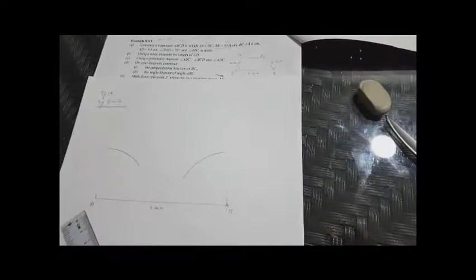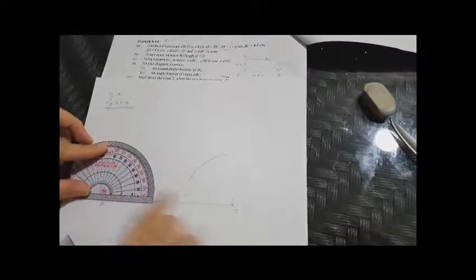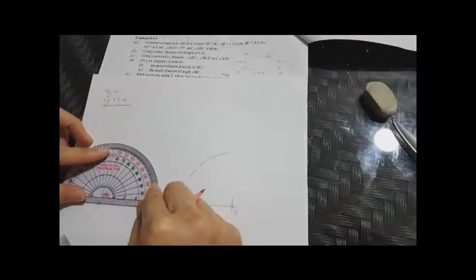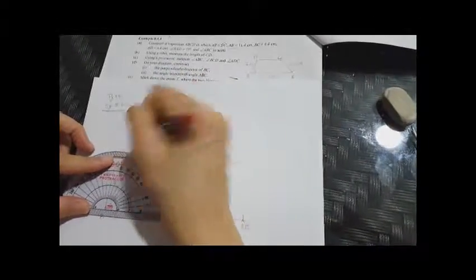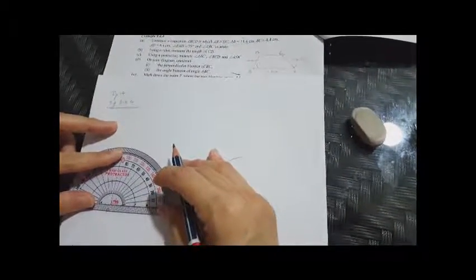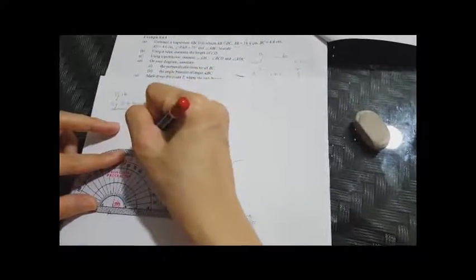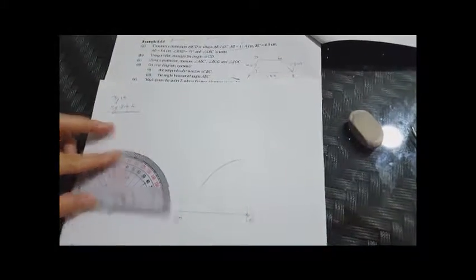Next, we measure BAD, 75 degree. This is 70, 75. Okay, so we will extend and check, mark across where the arc and the line cuts. This should be the point D.